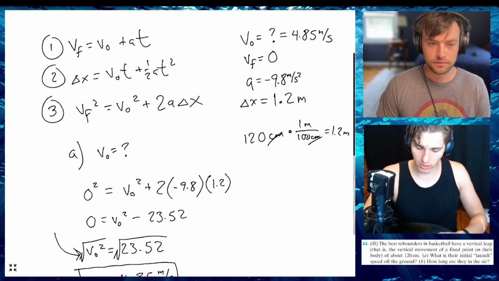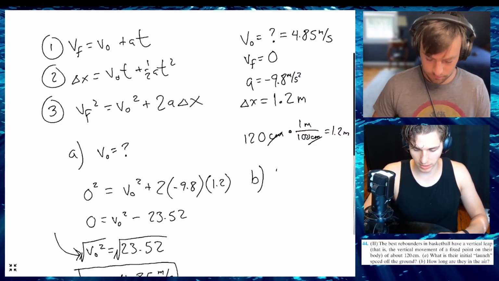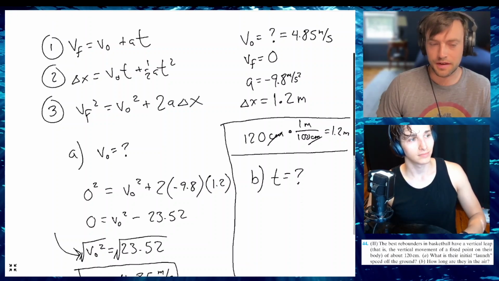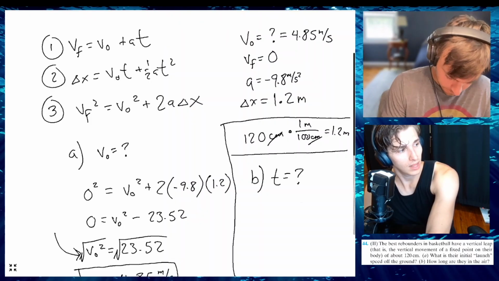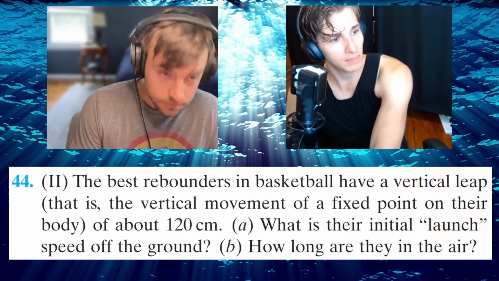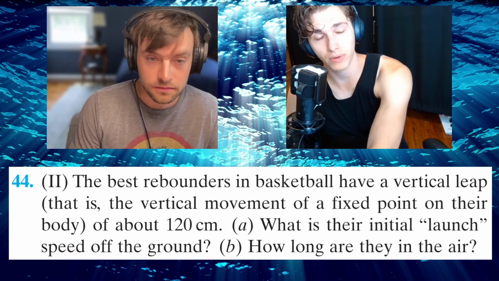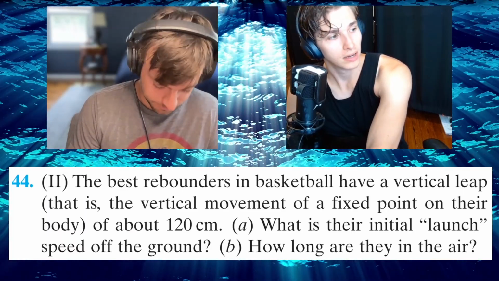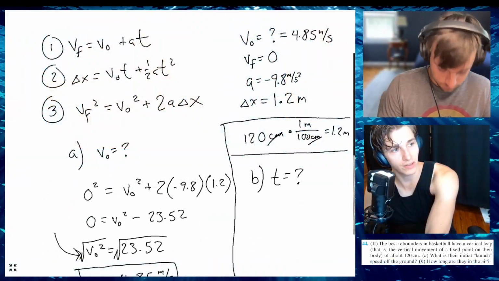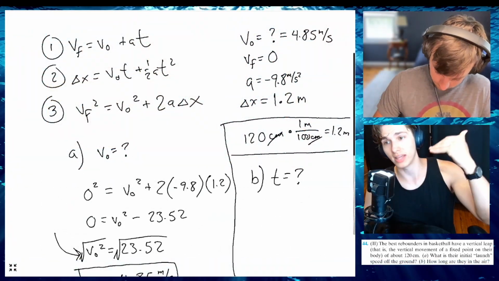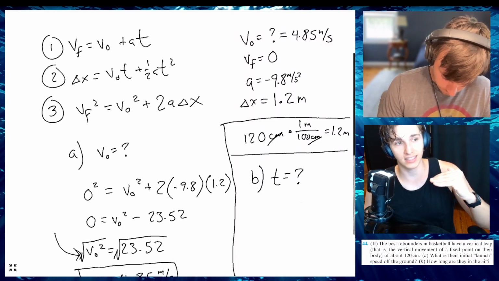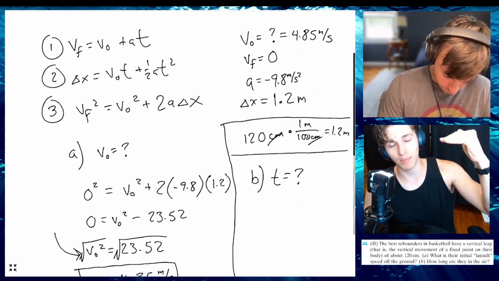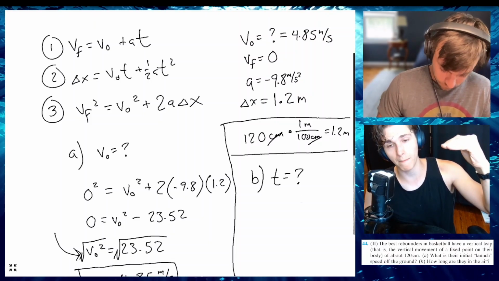And now for part B, we want to figure out the time. We could just use number 1 because we have everything but T to solve it. Now the one thing is, do they want the amount of time it takes to go from the bottom to the top, or the total amount of time that they're in the air? They just want how long they're in the air. So whenever we solve for the time, if we use V final equals 0, then we have to double that time. Because what we're finding is the time it takes them to go from the ground to the top of their jump. And so we double that time because it's going to take the same amount of time for them to go from the top of their jump back down to the ground.